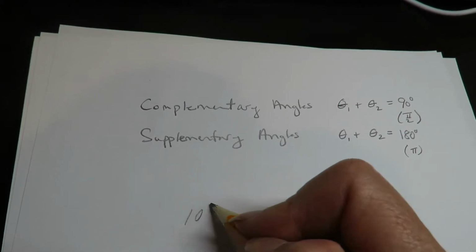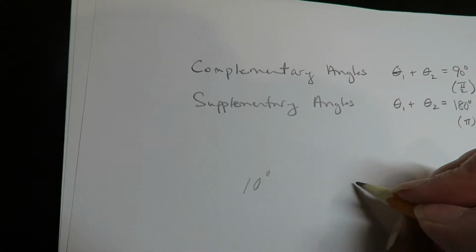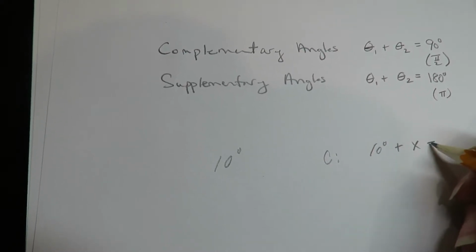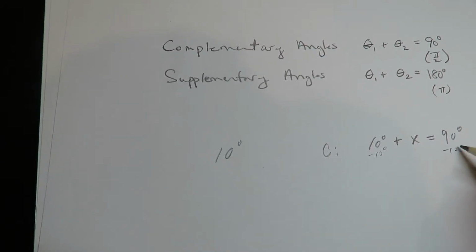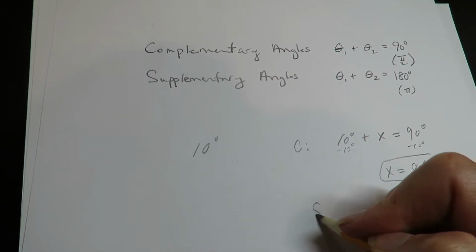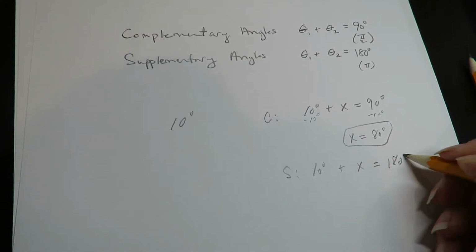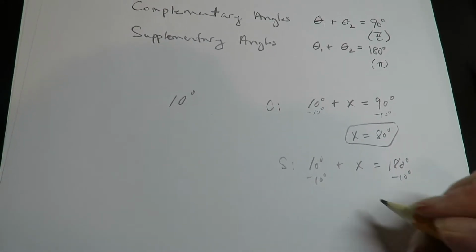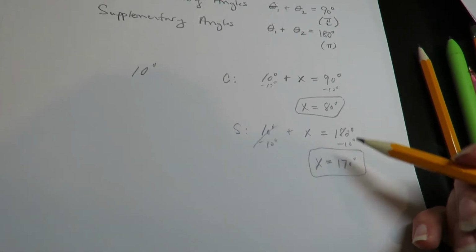So, for instance, if I start with 10 degrees, then for a complementary angle, that means 10 degrees plus something has to equal 90 degrees. So if I move the 10 to the other side, the complementary angle is 80. For the supplementary angle, my 10 degrees plus x has to equal 180. If I move the 10 over, my x is going to be 170 degrees. Okay, so that's the complement and the supplement.